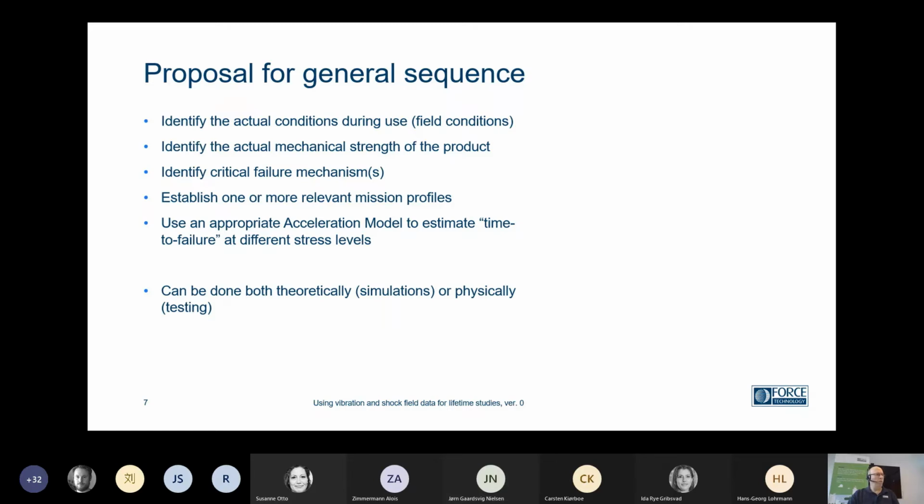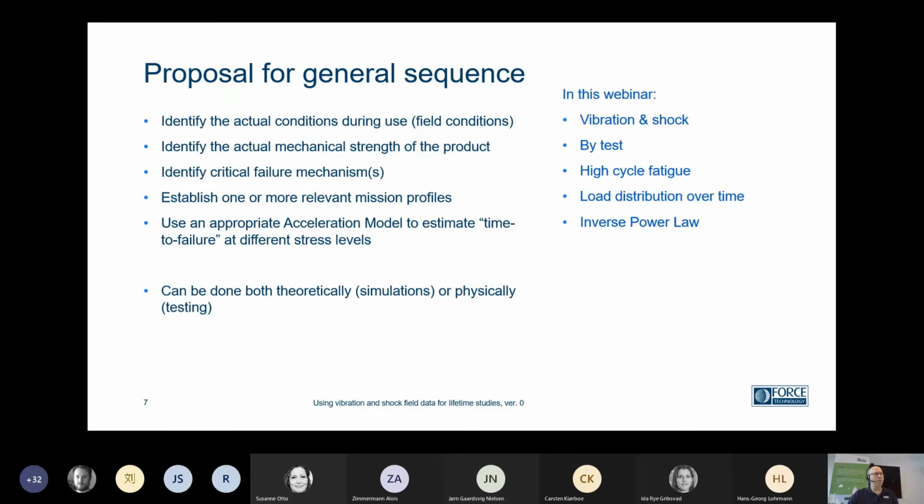And we can use what we call an acceleration model to estimate time to failure at different stress levels. It can be done both theoretically without having physical objects. We can call it calculation or simulation, or we can do it physically by testing. And of course, we can do a combination of this. In this webinar, we will focus on vibration and mechanical shock. And because I'm a test engineer, it will be from a test engineer's point of view.